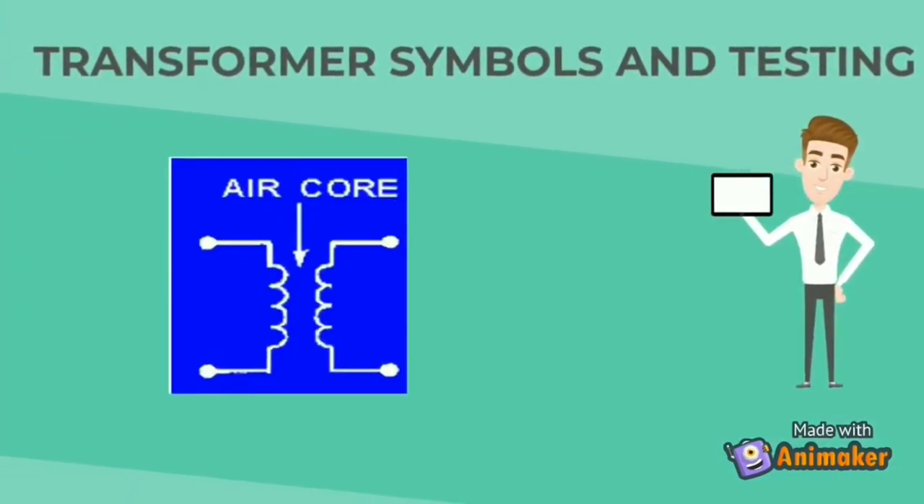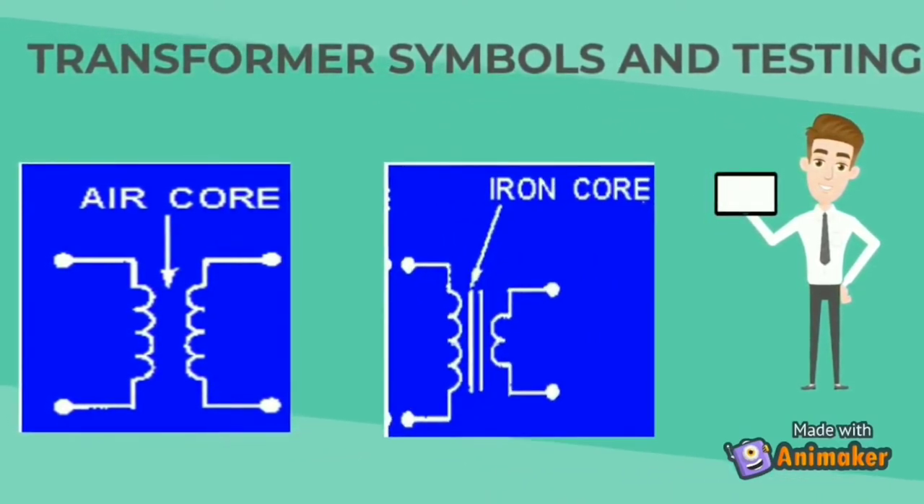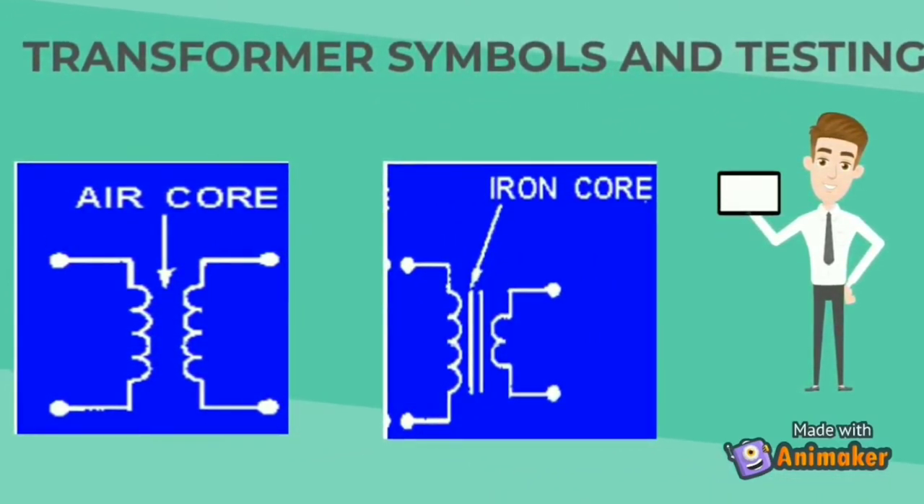Testing the primary and secondary coils for continuity is the easiest way to test a transformer. Since the primary and secondary of a transformer are coils, both of them should have continuity between each end of the coil.